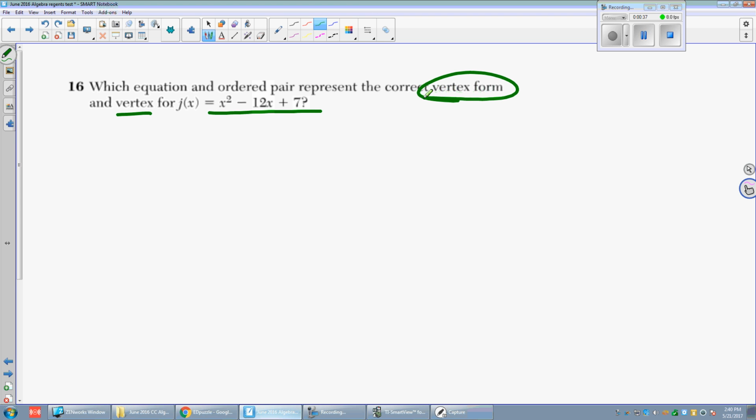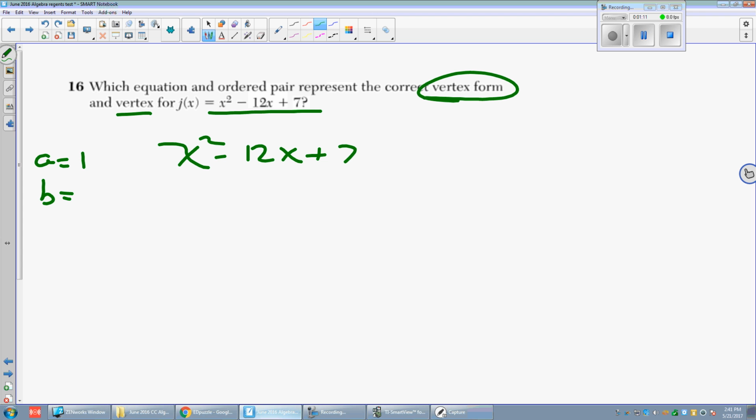Okay, I can get the vertex without having to do a lot of arithmetic. However, getting the vertex form is several steps, so make sure you have a piece of paper ready to take these notes down. Remember, vertex form is almost all the way to completing the square. So we have x squared minus 12x plus 7, and I know that a is 1. Good. That's the first thing we have to find out.